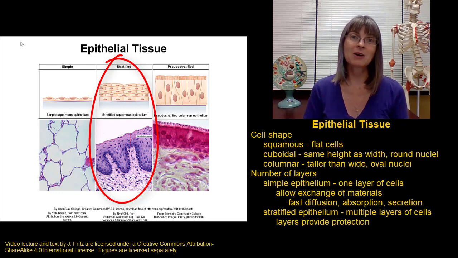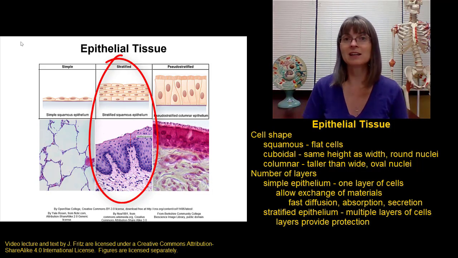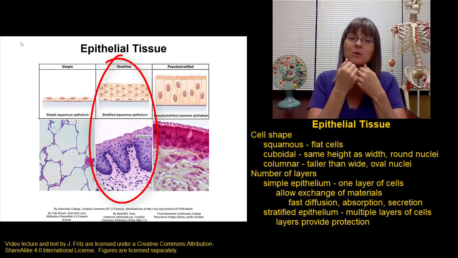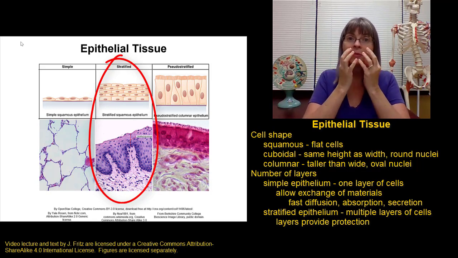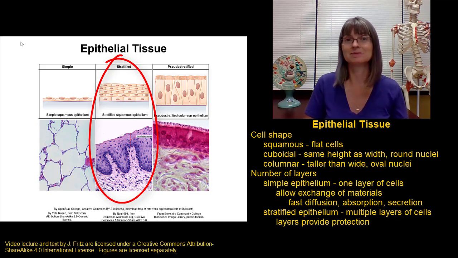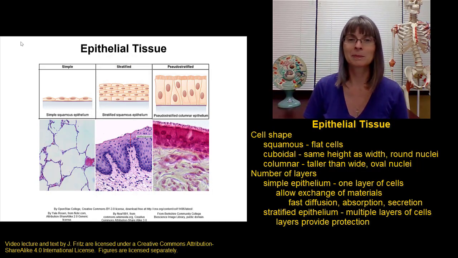We find stratified epithelium in areas of the body that are likely to experience some sort of stress, like the skin that's always being rubbed and bumped and scraped against things, or the inside of the mouth, which frequently has a lot of friction from the movement of food inside, or the rubbing of the teeth against your cheeks. These areas need the protection that's afforded by having multiple layers of epithelial cells.